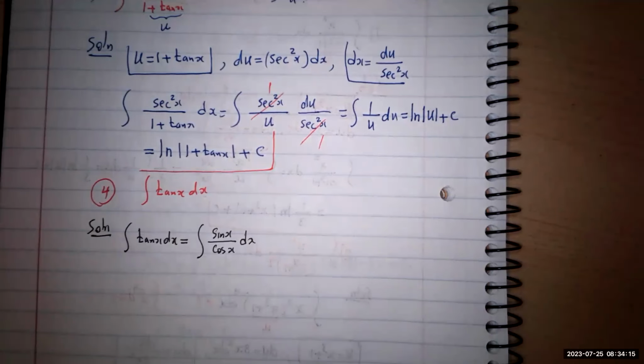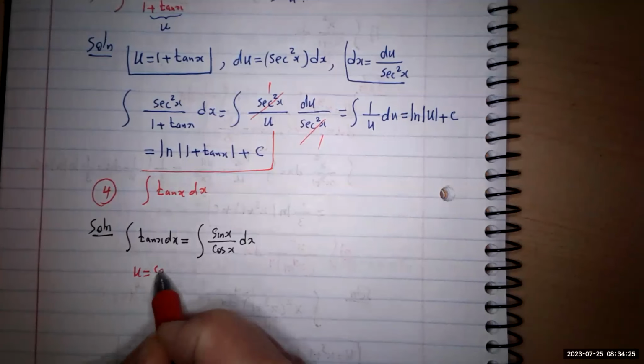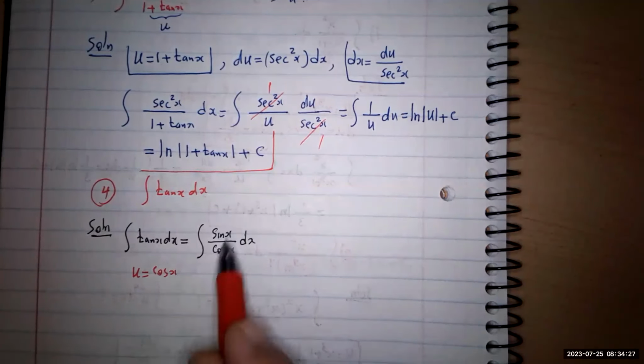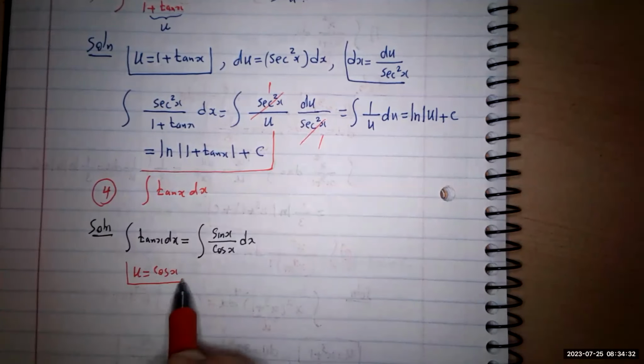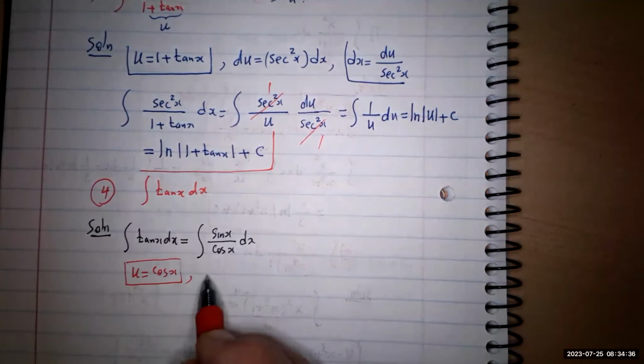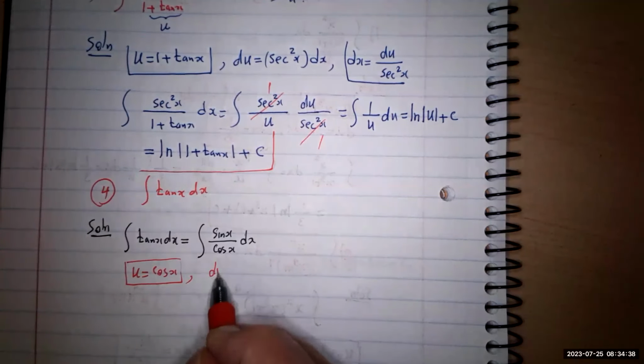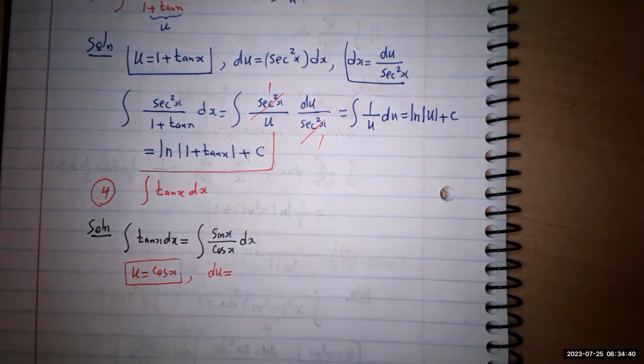Now it's a rational function. There is no power in the denominator. So we can use the u substitution to take care of it. So we take the bottom to be u, which is cosine x, and the target is 1 over u again. So if this is going to be your u, you have to find du. Du would be the differential of u.